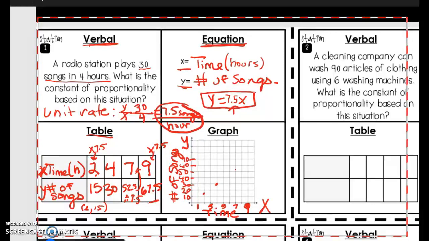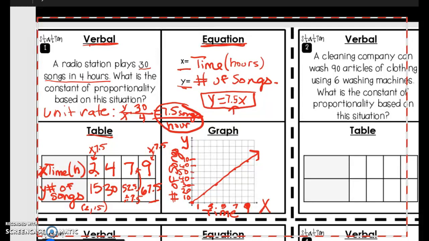A little above the 50, 52.5. And then over 9 up 67. So there's 60, a little bit closer to 70. All right, if you make a good quality graph, it should make a straight line from the origin. Okay, straight line starting at the origin.